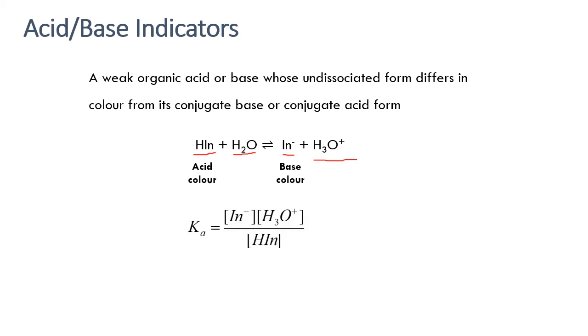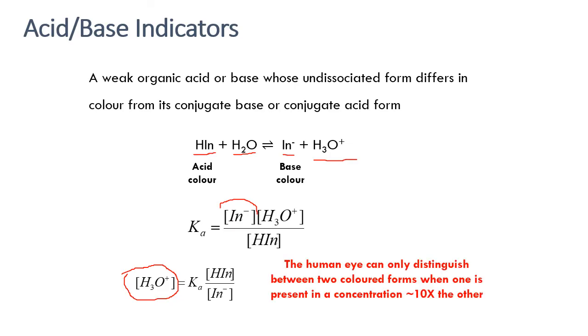We can also show the acid dissociation constant for our indicator, which would be the concentration of the conjugate base multiplied by hydronium ion concentration divided by the concentration of your acid. And we will see that the hydronium ion concentration is going to be related to the Ka and the concentrations of the indicator and its conjugate base.